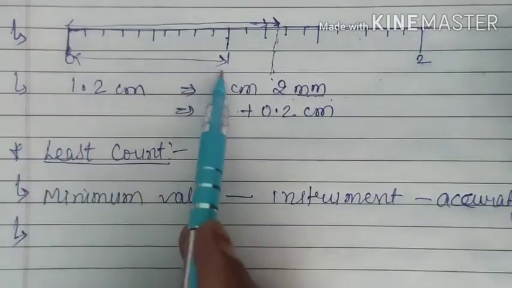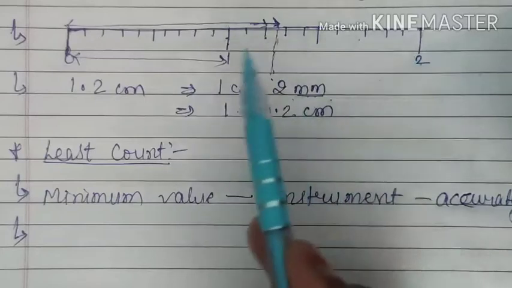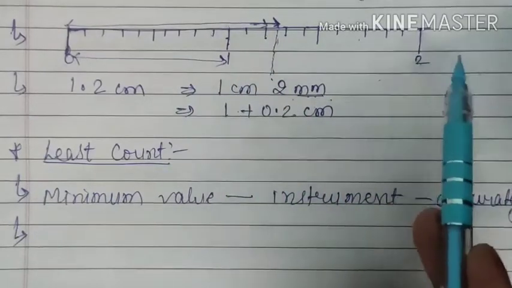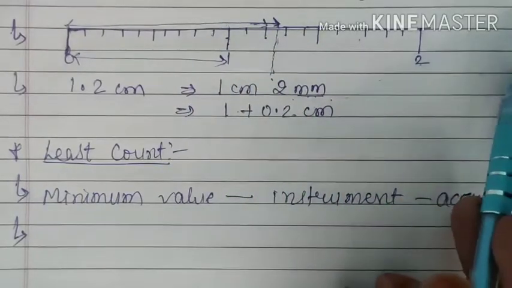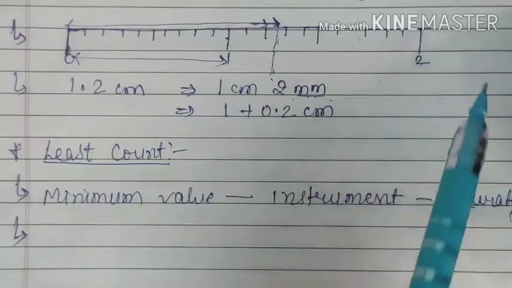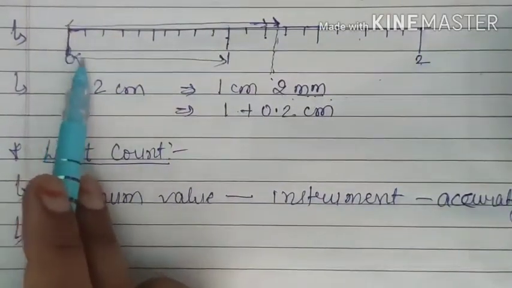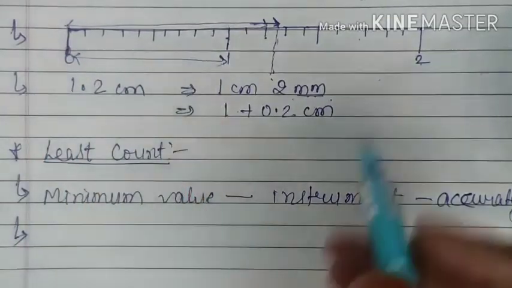Okay, so to find least count, what we have to see is the difference between two larger divisions. This is 0, this is 1, that means the difference is 1. Similarly, between 1 and 2, the difference is 1. Between 2 and 3, the difference will be 1. That means on this centimeter scale, the difference between any two larger divisions is 1. See, it's not necessary that it will always be 1. In case of scales, you will get 1, but we will see it later. Right now, the difference between two larger divisions is 1.